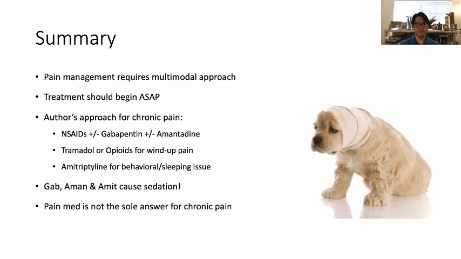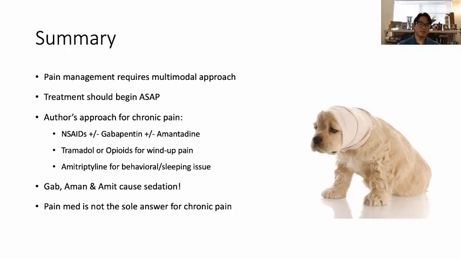so the patient can be a little bit quieter and also able to sleep better as well. Okay. Gabapentin, amantadine, amitriptyline, and tramadol as well could possibly cause sedation. So you have to be careful when you're combining all those medications together. As we mentioned earlier, tramadol and amitriptyline both increase serotonin. So when combining both medications, definitely monitor for serotonin syndrome.